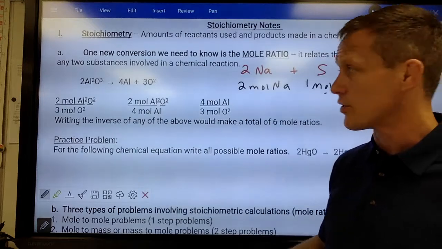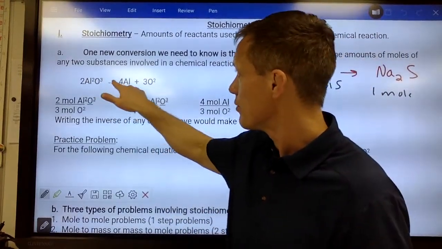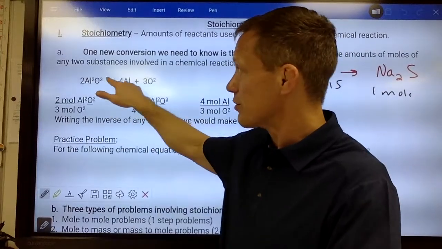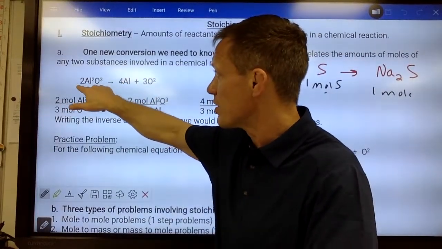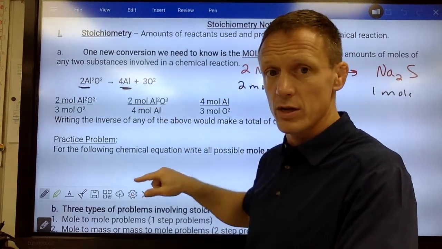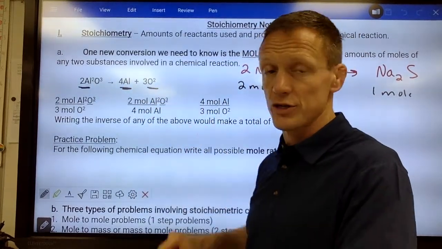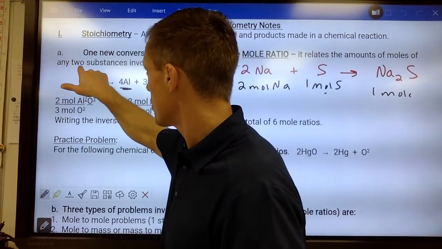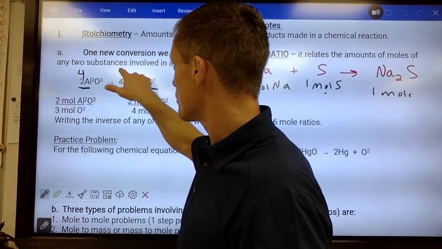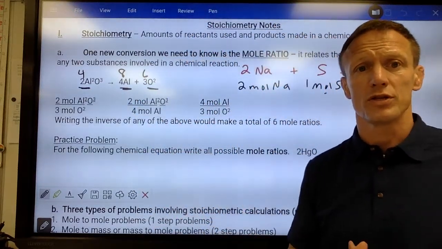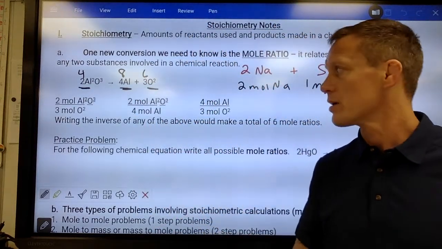So if we look at this reaction over here, I'm not sure my 2 and my 3 are up above. They should be down below, sorry. So those 2s and 3s look a little weird. But for every 2 moles of this compound that react, we produce 4 moles of aluminum and 3 moles of oxygen. So if these were doubled, if this was a 4, we would make 8 moles of aluminum and 6 moles of oxygen. So they're always going to be in that ratio that's in the balanced chemical equation.